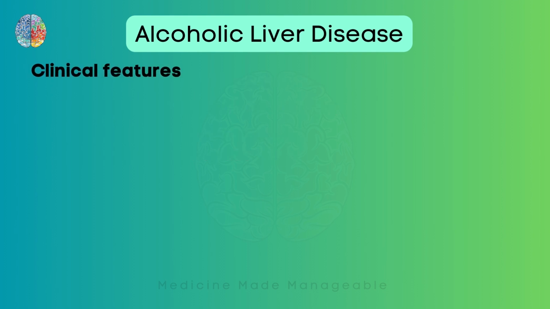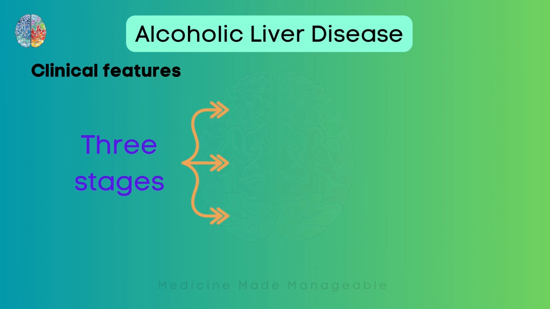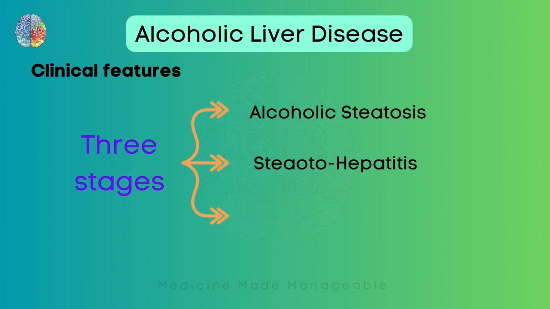Now, what are the clinical features of this disease? There are three stages in this disease, but it is important to note that the stages are not exclusive and separate from each other. The symptoms usually overlap. The first stage is alcoholic steatosis, the second stage is steatohepatitis, and the third stage is cirrhosis. Now let's see these stages one by one and their characteristic features.